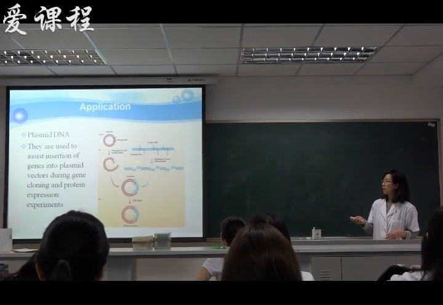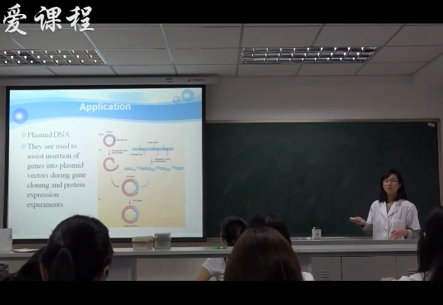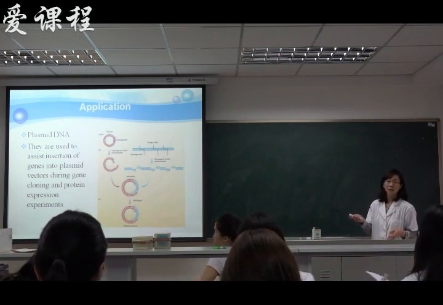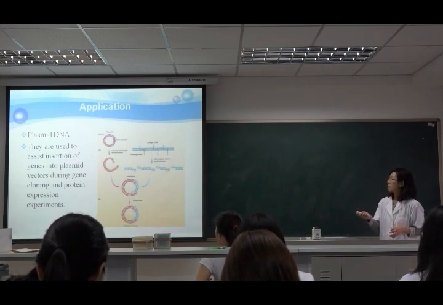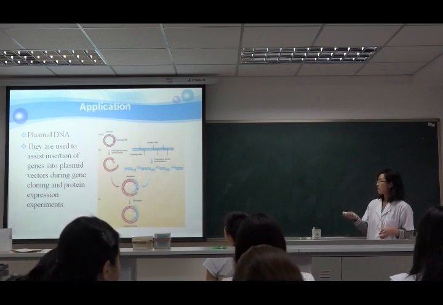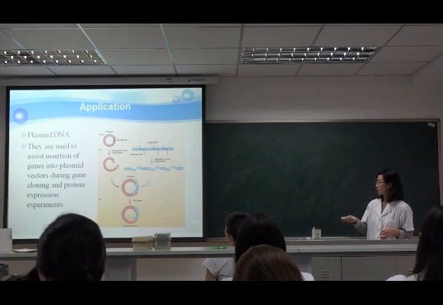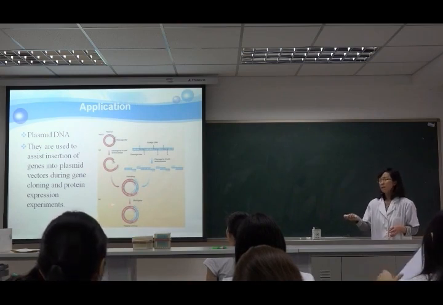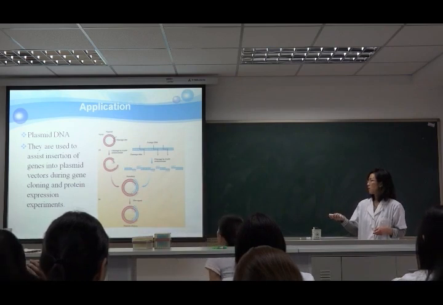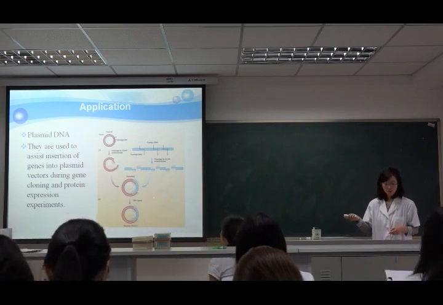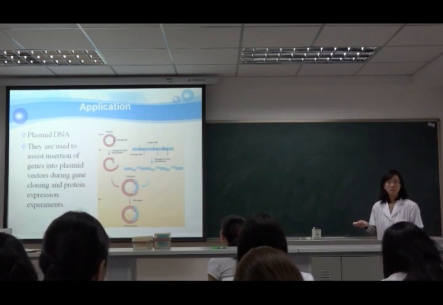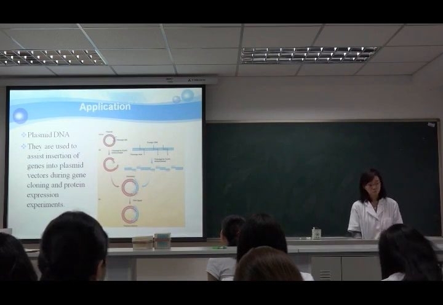We should find the same restriction site in both the plasmid DNA and the target DNA. Then we can use the enzyme to cut the plasmid DNA and the target DNA at the same time. Then we can ligate the plasmid DNA and our target DNA just like here. Then we get a new plasmid DNA. We can call this a DNA vector, and this is what we want to use. Then we can use this to do gene cloning or protein expression experiments. This is how we can use restriction enzymes in experiments.